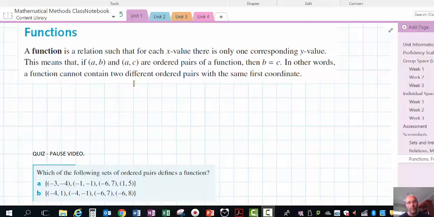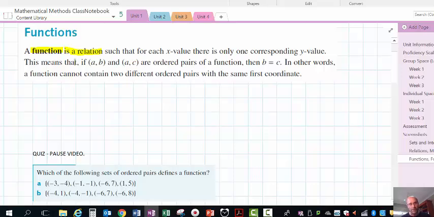Functions. So we have a very important concept here, the function. It's one of the most important things in the subject that we're studying, and we define a function. It's a type of relation. So functions are all relations, but the vice versa does not apply. So all functions are relations, but not all relations are functions.